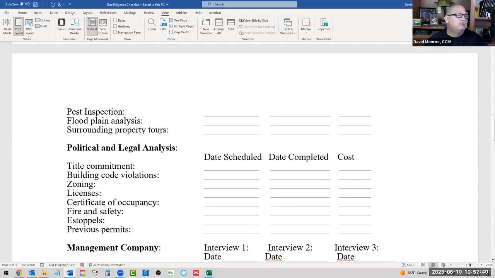Sorry, we skipped one: floodplain analysis. How do we do a floodplain analysis? Check the flood zone first of all. How do you check the flood zone? Risk Meter, right? That's what we use. You guys have to pay for Risk Meter. We get it for free.